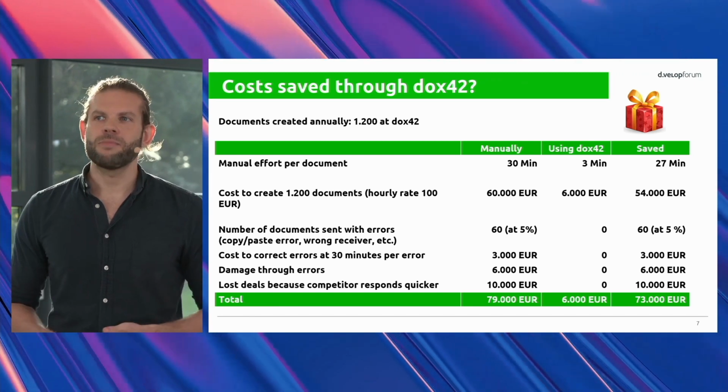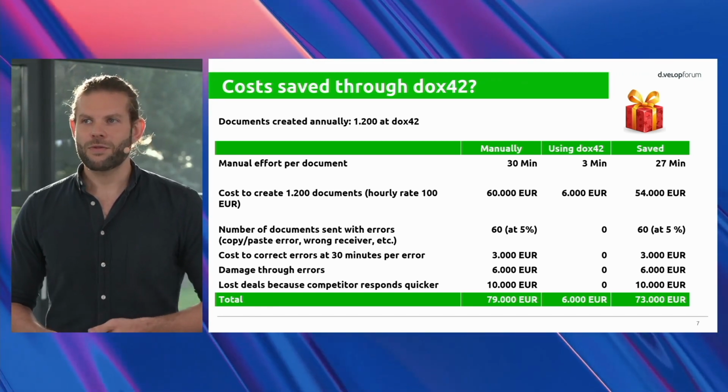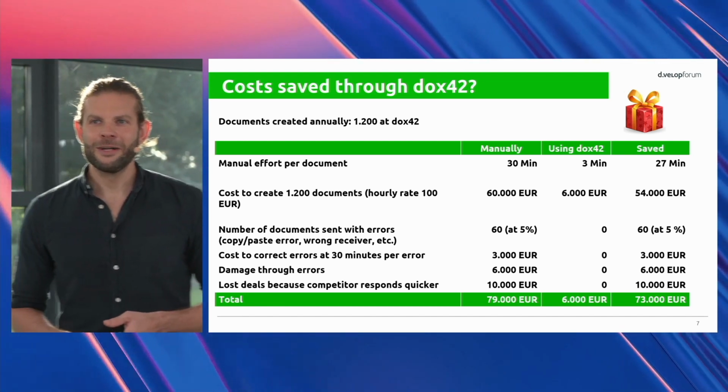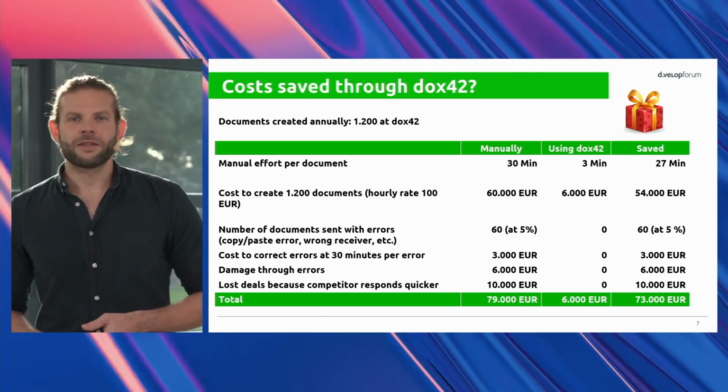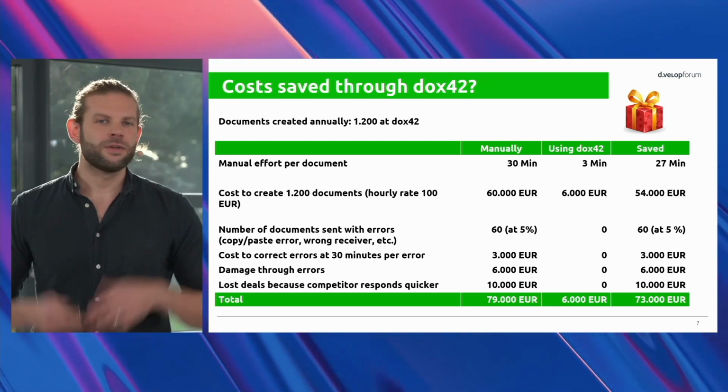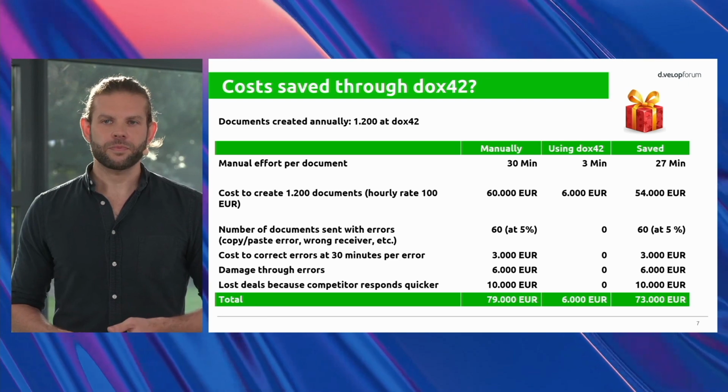But you see, automating using Dox42 means 3 minutes, could be faster, I guess. So 3 minutes is very slow. We can generate 100,000 documents in 1 hour. So just saying that. And then you have a huge potential of time saving.